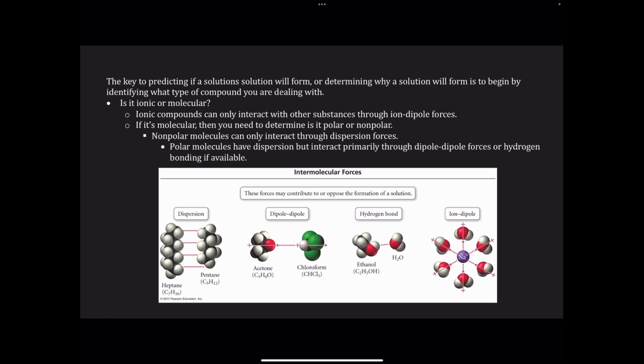So here we've got this image that just reviews the intermolecular forces we've been talking about. Dispersion, remember, is that random movement of electrons. Dipole-dipole is between our polar molecules, so we've got examples of acetone and chloroform. Hydrogen bonding is that interaction of lone pairs on oxygens, nitrogens, or fluorines with hydrogens bonded to nitrogen, oxygen, or fluorine. We see that here with ethanol and water. And then ion-dipole is our polar molecules interacting with charges, so something like a sodium cation.